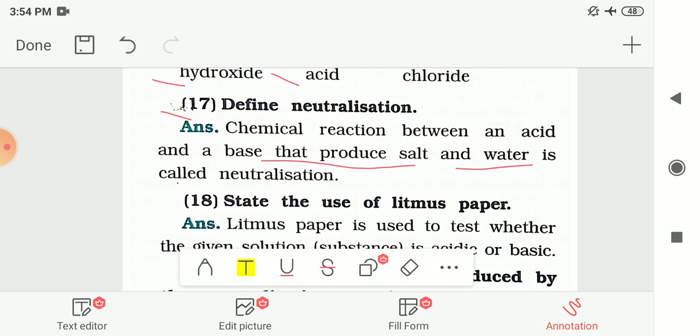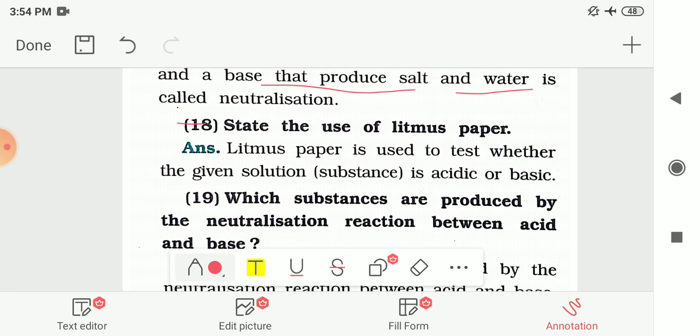Next, 18th number, state the use of litmus paper. Why are we using the litmus paper? The litmus paper is used to test whether the given solution, or you can say substance, is acidic or basic. To check this nature, we are using the litmus paper.